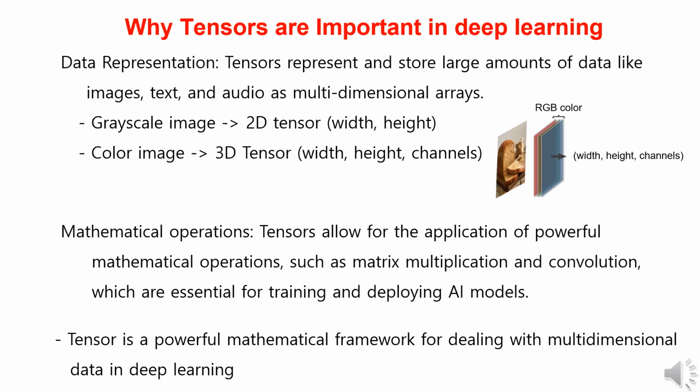Now let's look at why tensors are important in deep learning. First, tensors allow for effective data representation. A tensor is a multi-dimensional array structure that can effectively represent and store large amounts of data, such as images, text, and audio. For example, a black and white image can be represented as a 2D tensor with only width and height information. Meanwhile, a color image, which has 3 RGB channels, can be represented as a 3D tensor with width, height, and color channel information.